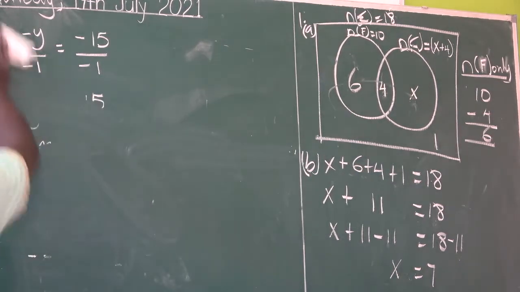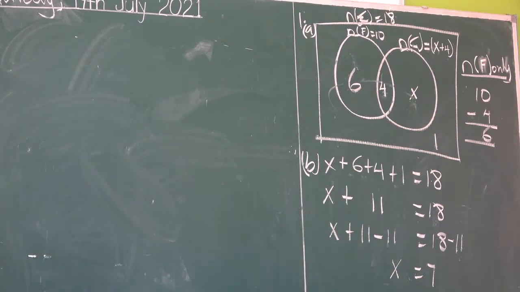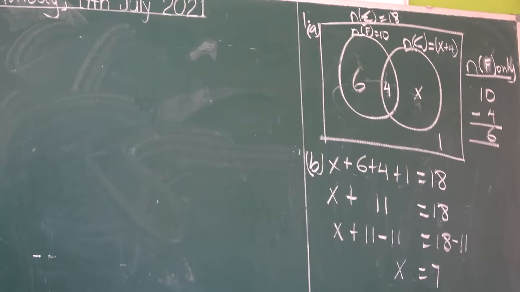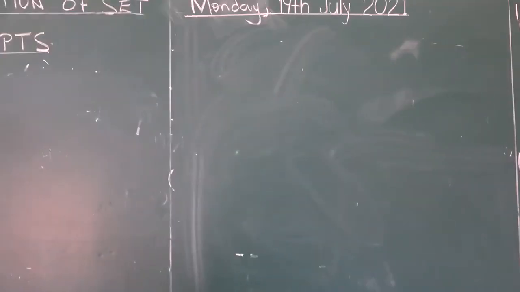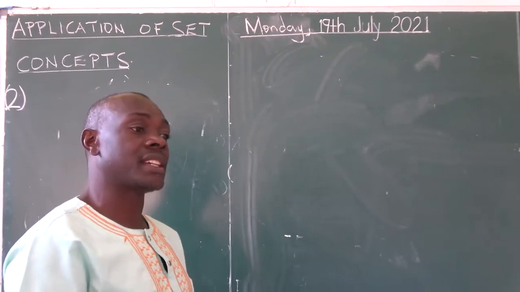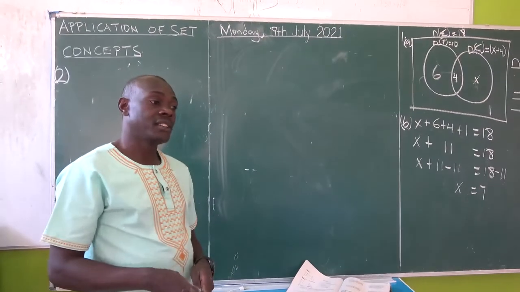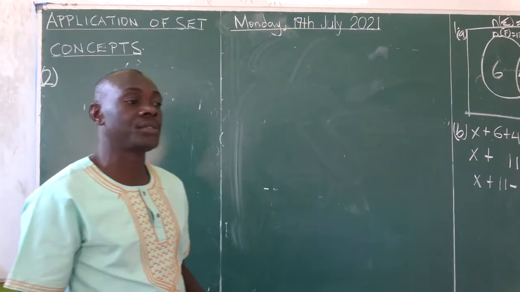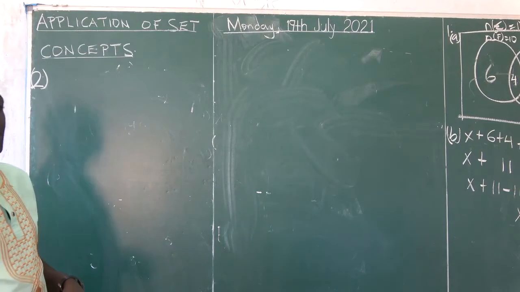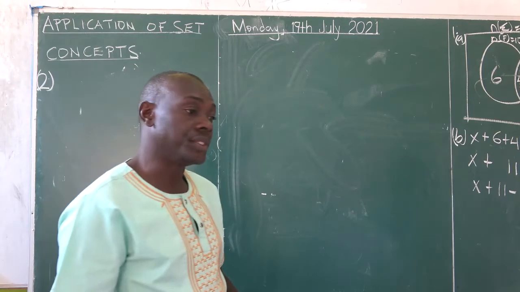In a class of 30 pupils, 15 speak English, 13 speak Swahili, 5 speak both languages, and X do not speak the 2 languages. Represent that information in a Venn diagram and find the unknown. That's the question. In a class of 30 pupils, 15 speak English E, 13 speak Swahili K, 5 speak both languages, and X do not speak any of the 2 languages. Represent as well as find the unknown.